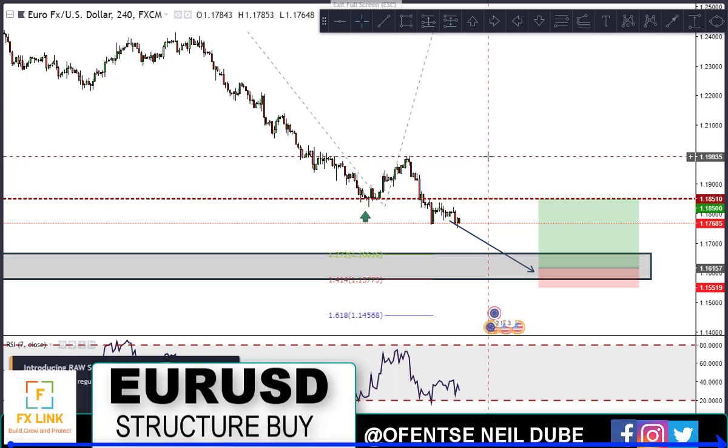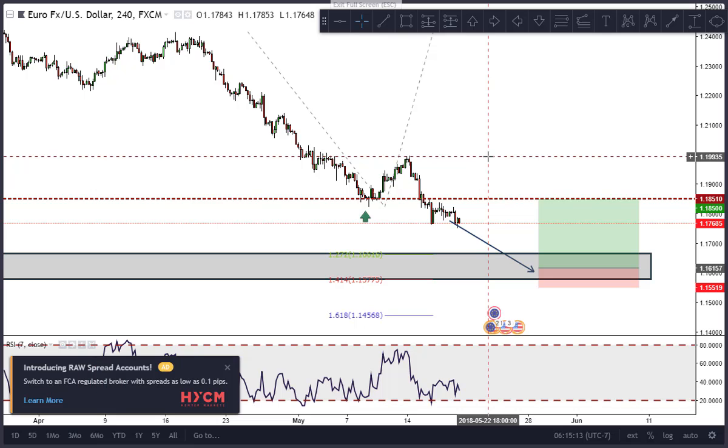Now as you can see, this is not the type of trade that will set up immediately as soon as the markets open. Probably between Tuesday or Wednesday, this is where we might have a complete setup. So this is one pair that you can keep track of.